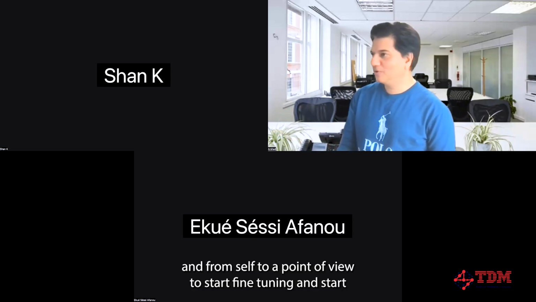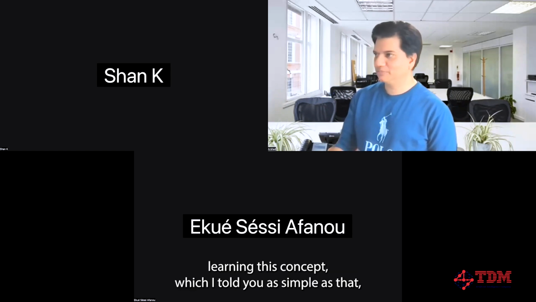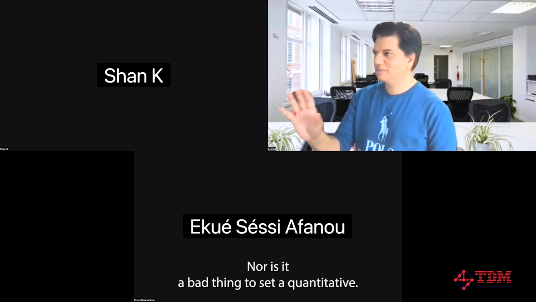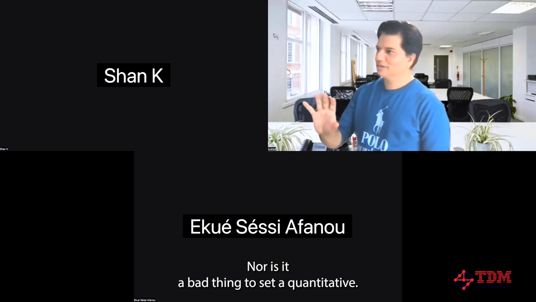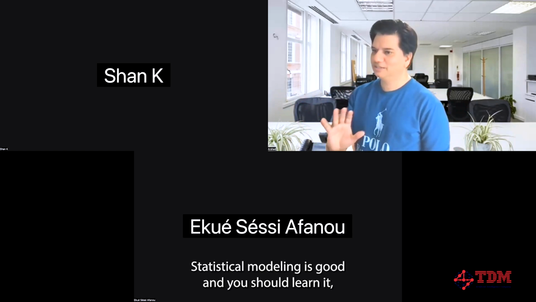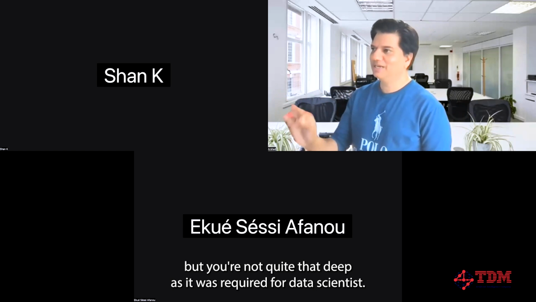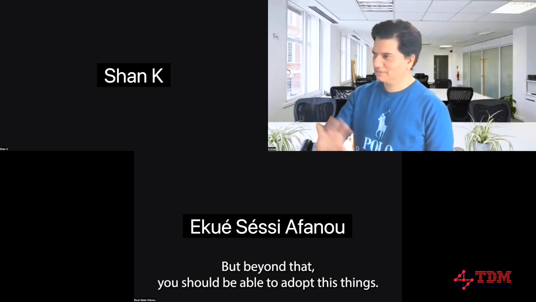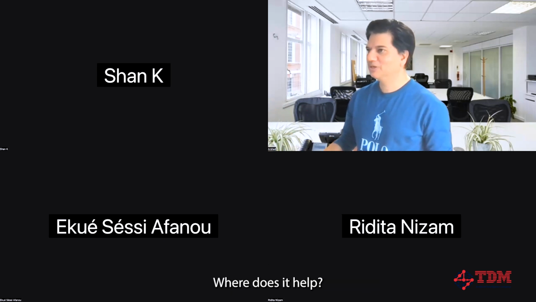And from a self-doer point of view, start fine-tuning it. Start learning this concept, which I told you, as simple as that. And go after GAN. Don't waste your time learning... no, it's a bad thing to say. Quantitative or statistical modeling is good, and you should learn it, but you're not required to go that deep as was required for data scientists. But beyond that, you should be able to adopt these things very well.